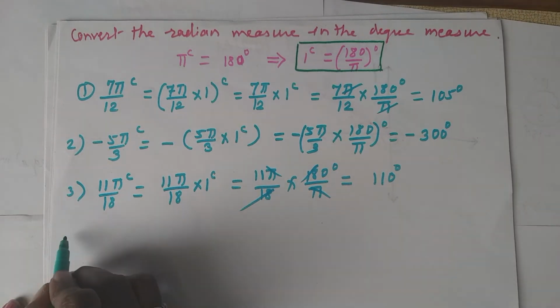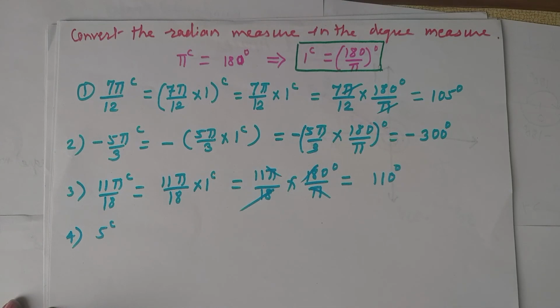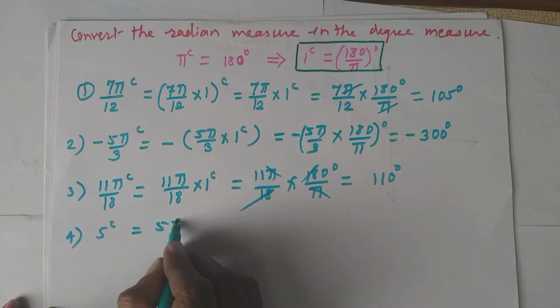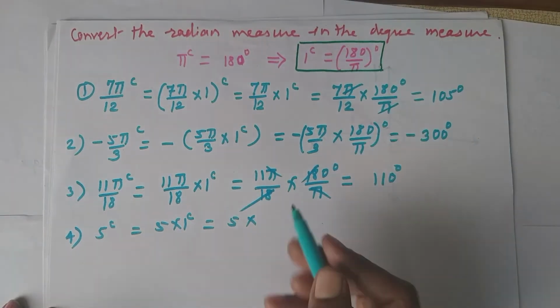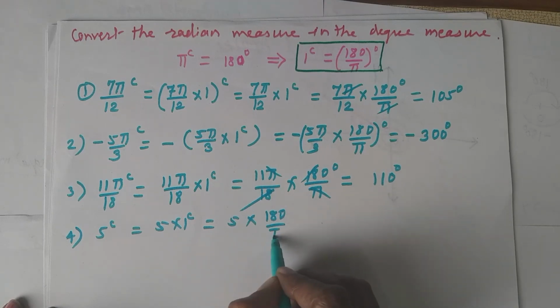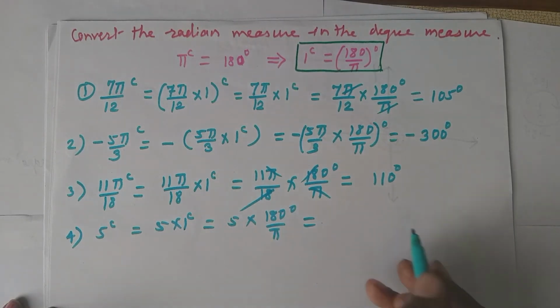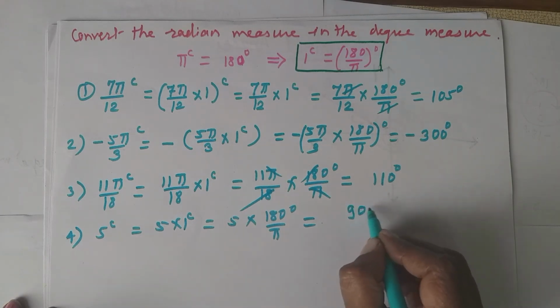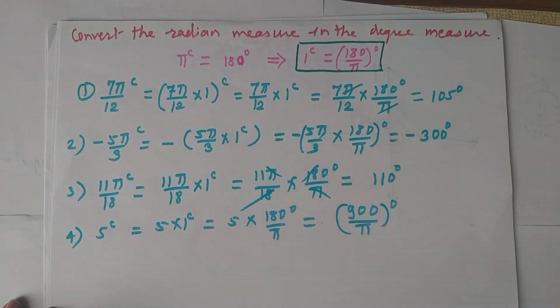Okay, let's see one more example. Suppose only 5 radians is given. This can be written as 5 times 1 radian. Again keep the value of 1 radian, that is 180 divided by pi degree. After simplification this is nothing but 900 divided by pi degree. Means 5 radians is equivalent to 900 divided by pi degree.